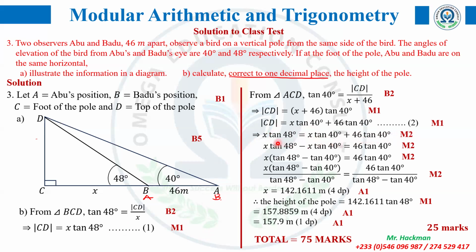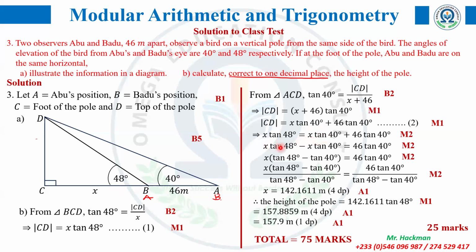You equate, because you are looking for X. Remember, if you know X, you know CD. Because the length of our CD, which happens to be the height of the pole, its equation involves X here. So if I know X, I just multiply and I'm good to go. So here, this equation that I have formed, my target is to get X, and I'm done. So at this point, you collect all the terms in X on one side.